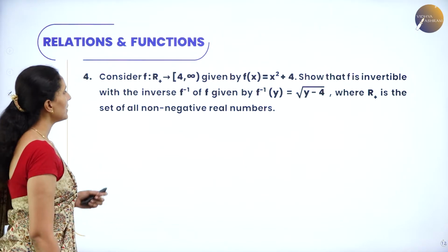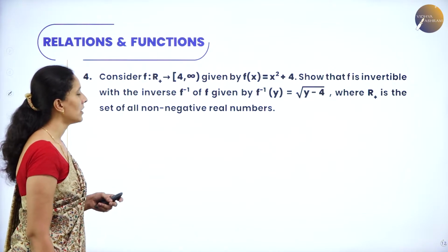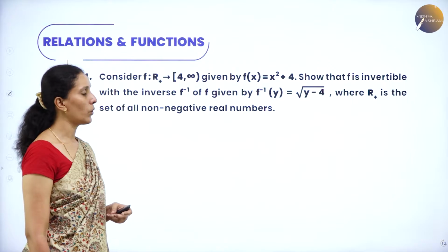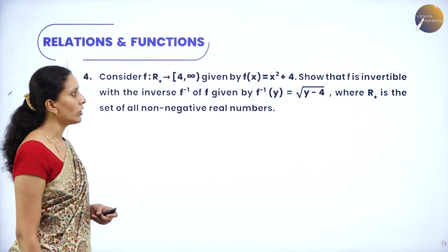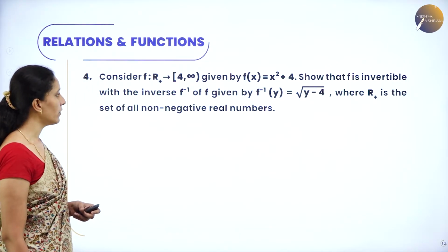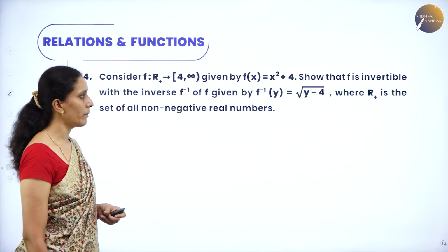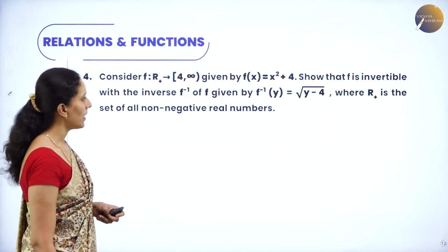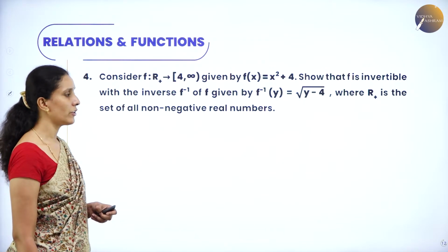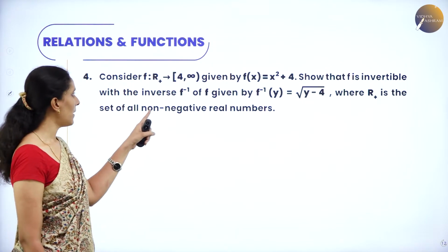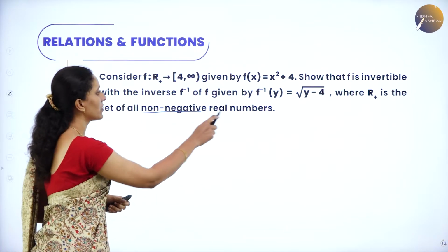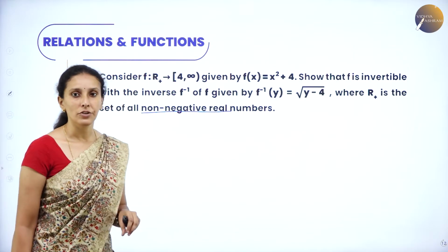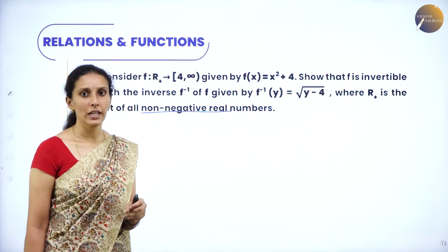Next one, consider f from R plus to [4, infinity) given by f of x is equal to x square plus 4. Show that f is invertible with the inverse f inverse of y given by root of (y minus 4), where R plus is the set of all non-negative real numbers. So, R plus denotes the set of all non-negative real numbers. That means the function is only defined for the set of all non-negative real numbers.